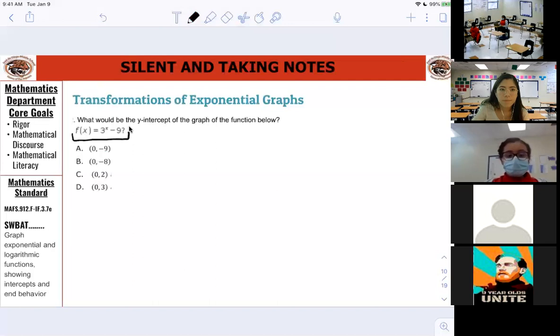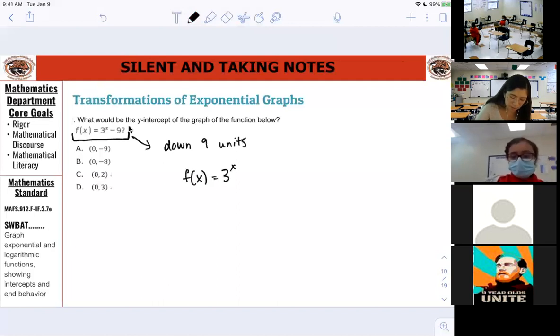We're moving up, down, left, or right? Down by how much? 9. So the original f of x would be 3 to the power of x. And then from there, I would go down 9 units.